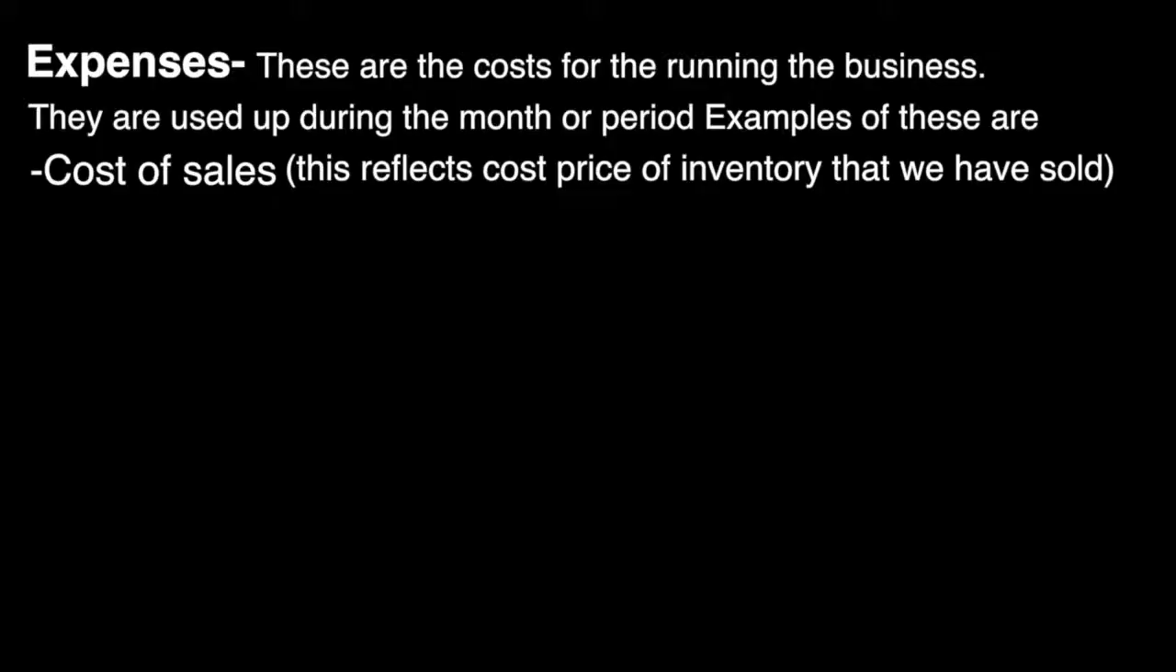And then the last, or the fifth category, is what we call expenses. And this is essentially the costs of running our business. So these are used up during the month or during the period that we're operating and reporting on. So examples of expenses, the first one is what we would call cost of sales. And this looks at the cost price of the inventory that we've sold. Remember, once we've sold the inventory, we no longer have it. So the cost of that inventory now gets written out of our business.